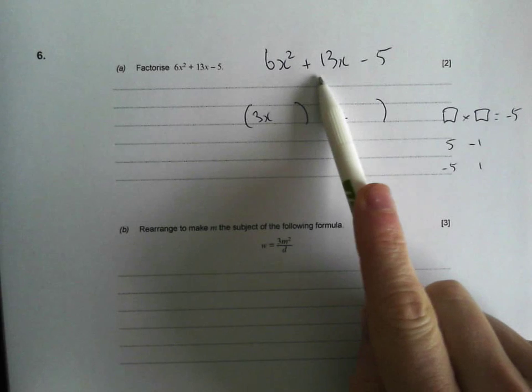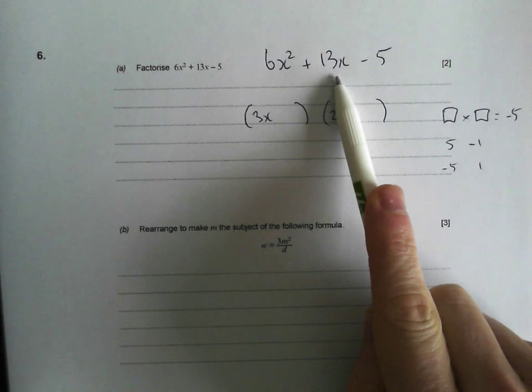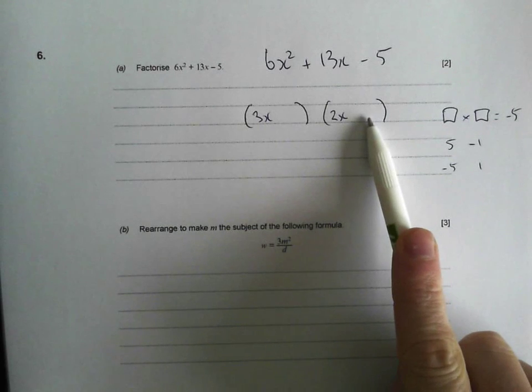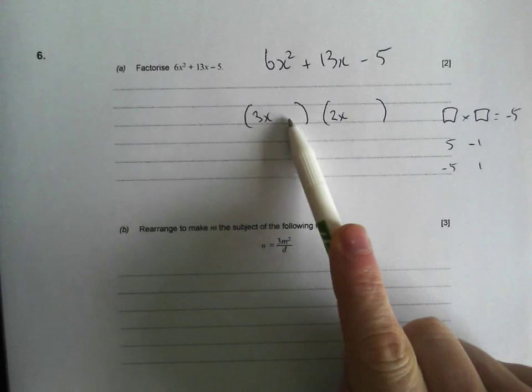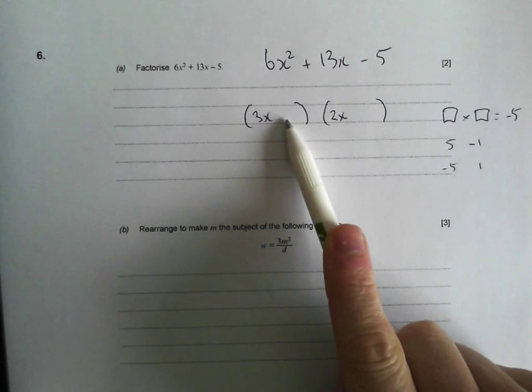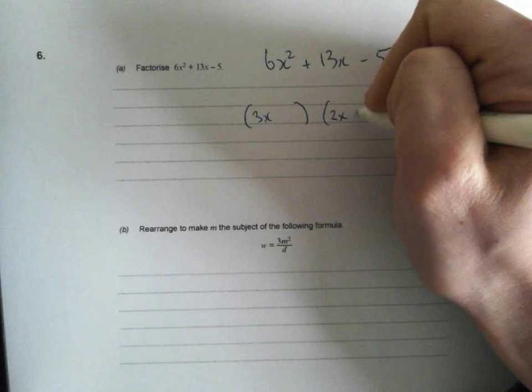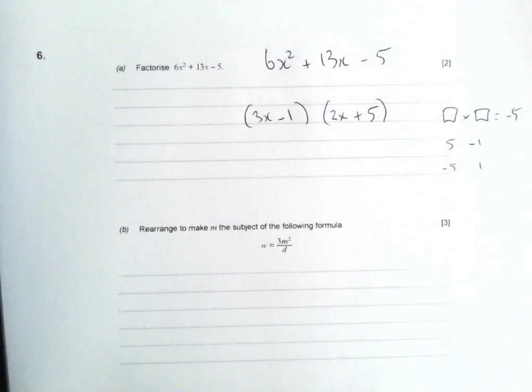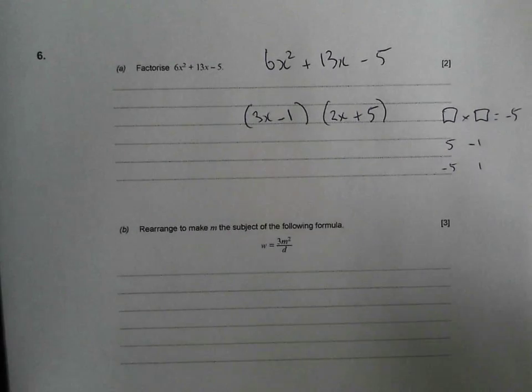Now, positive 13x's is quite a lot of x's to get to. So I probably want my 3x to times by a pretty big number here to get them positive, bearing in mind I'm going to have to then take off some x's if this is negative. So I'm going to assume that that's positive 5, and if that's positive 5, that's got to be negative 1. But I'm not going to just assume that's right. I'm going to check it.